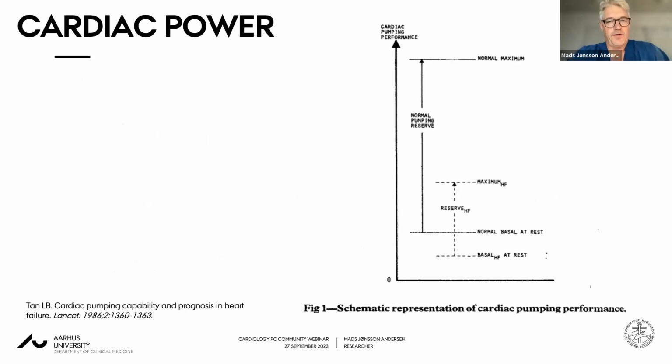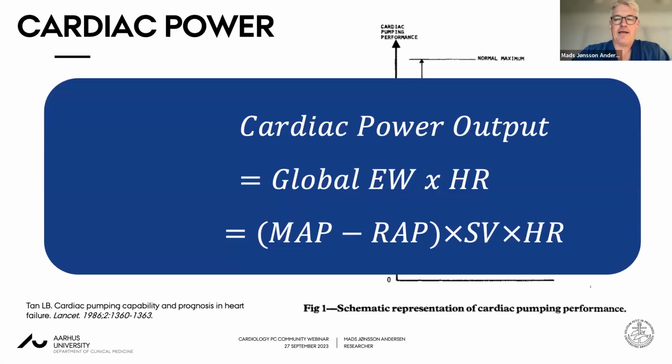So we also know that one of the determinants of prognosis in heart failure is the mechanical pumping capability of the heart. And back in the early 1980s, Dr. Tan of Birmingham thought about quantifying the mechanical pumping capability in heart failure patients, and he proposed that you can calculate cardiac power as global external work times heart rate. So if you put that into a formula, we now have that the difference in mean arterial pressure and right atrial pressure times the product of stroke volume and heart rate, which is essentially cardiac output.